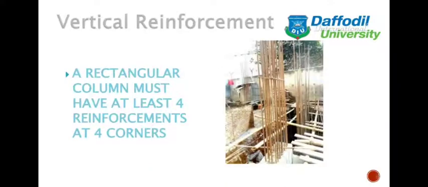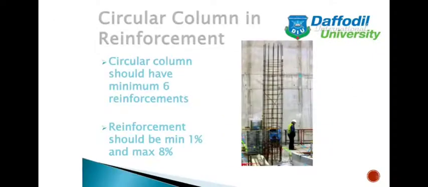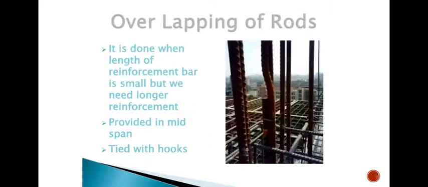Now construction of a column. Vertical reinforcement: a rectangular column must have at least 4 reinforcements at 4 corners. A circular column should have minimum 6 reinforcements. Reinforcement should be minimum 1% and maximum 8%. Overlapping of rods is done when the length of reinforcement bar is smaller, but we need longer reinforcement. Provided in mid-span, tied with hooks.